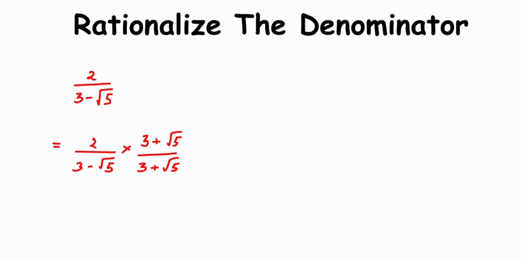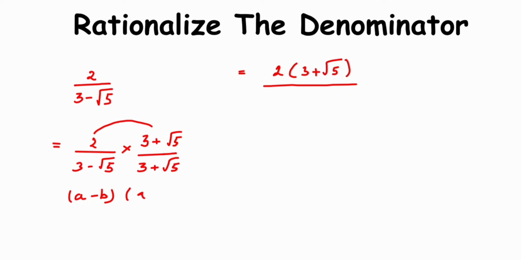Now we're going to multiply the numerators here. So this will be equal to 2 into 3 plus root 5. Now if you look at the denominator, let's see what happens. This is like a minus b into a plus b. I hope you remember this identity, a plus b into a minus b. So a minus b or a plus b, you can write either way. So this will be equal to a square minus b square.